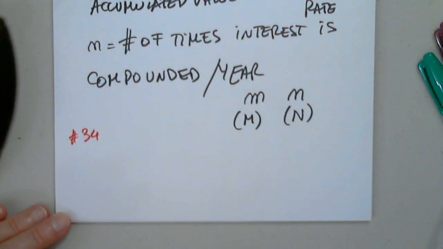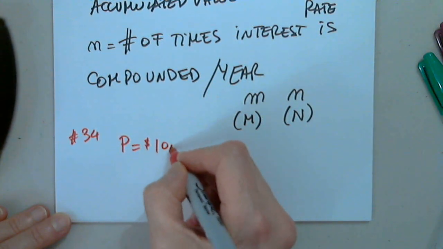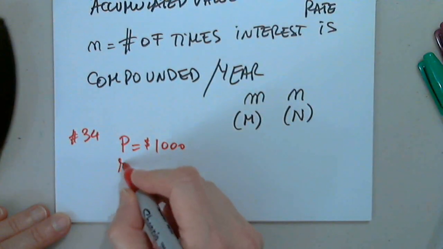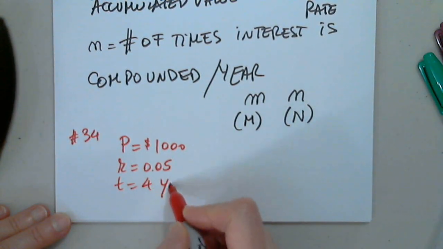Good. So it says we're depositing, that's the principal, $1,000 at 5%. So R equals 0.05. We cannot use percent, right? It's in decimal, 0.05. How much is the investment worth, rounded to the nearest cent, of course, at the end of 4 years? So T equals 4 years.